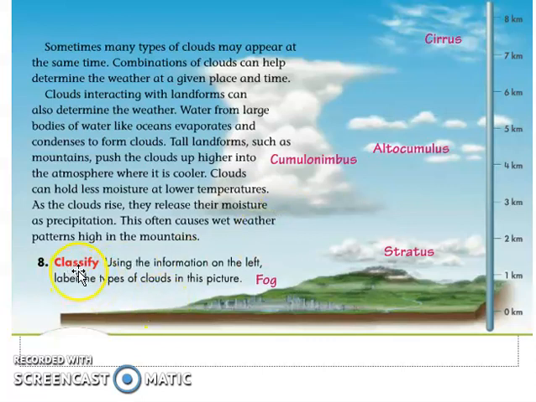So here in your book, you can classify and write the types of clouds that you can see here. As you notice, I already wrote here. This is fog. Stratus is here. Cumulonimbus is here. Cumulonimbus is a sign that lightning and thunderstorm is coming. Altocumulus is a fluffy cloud, and then cirrus is the highest cloud.